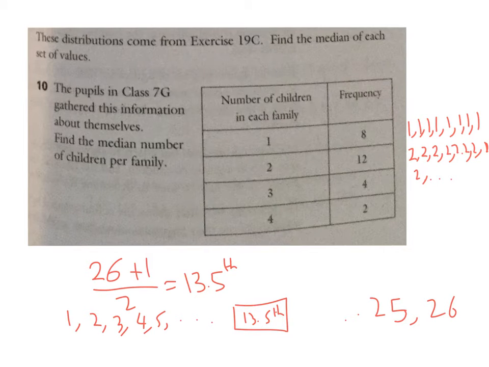I'm going to stop, however, because I need to only go and find where the 13.5 is. So there's 8 here, 1, 2, 3, 4, 5, 6, 7, 8. Then the 9th, 10th, 11th, 12th, 13th, and 14th. So if the 13th and 14th family is in this group here, then the 13.5th family will also be in that group, which means the median is in this group here, and that group represents a median number of children of 2.